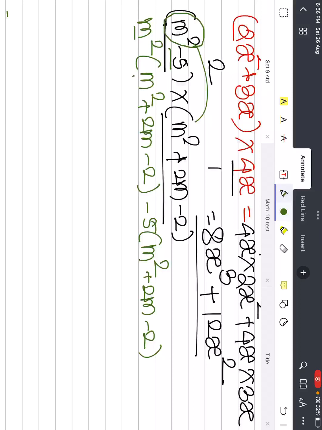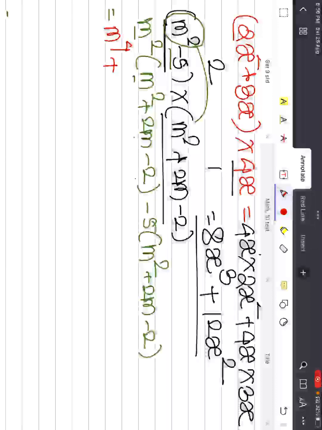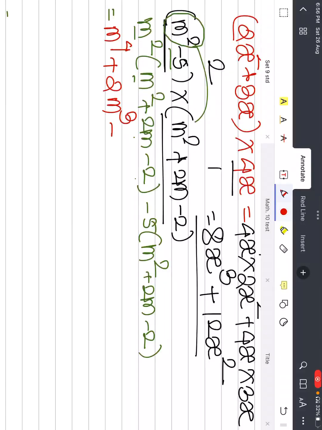Now take a one-on-one multiplication. M square into m square, into 2m, m square into 2. M square into m square becomes m raised to 4, plus 2 ones are 2, m square into m, that is 2m cube, minus 2 ones are 2, m square, minus 5 ones are 5, m square, minus 5 twos are 10, m, minus minus plus 5 twos are 10. So likewise we have to simplify this.